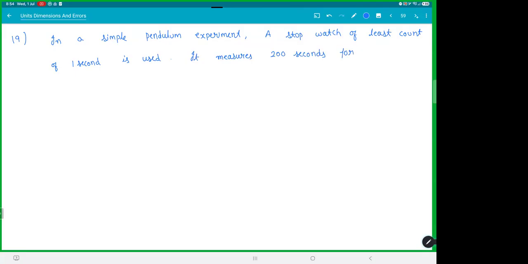So you're doing a simple pendulum experiment. You took a pendulum and it is oscillating. And you counted the total time taken for 100 oscillations, and it was 200 seconds. So what is the least count?